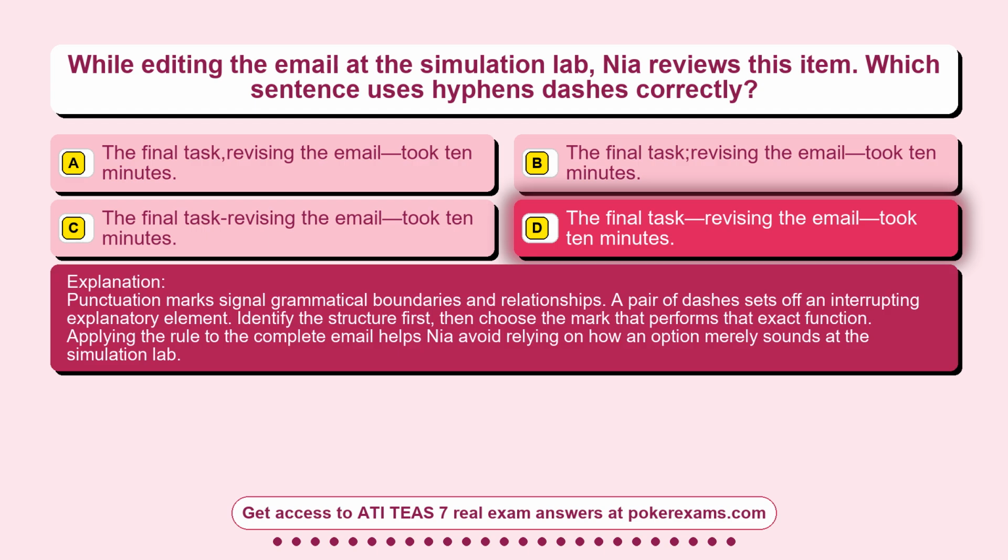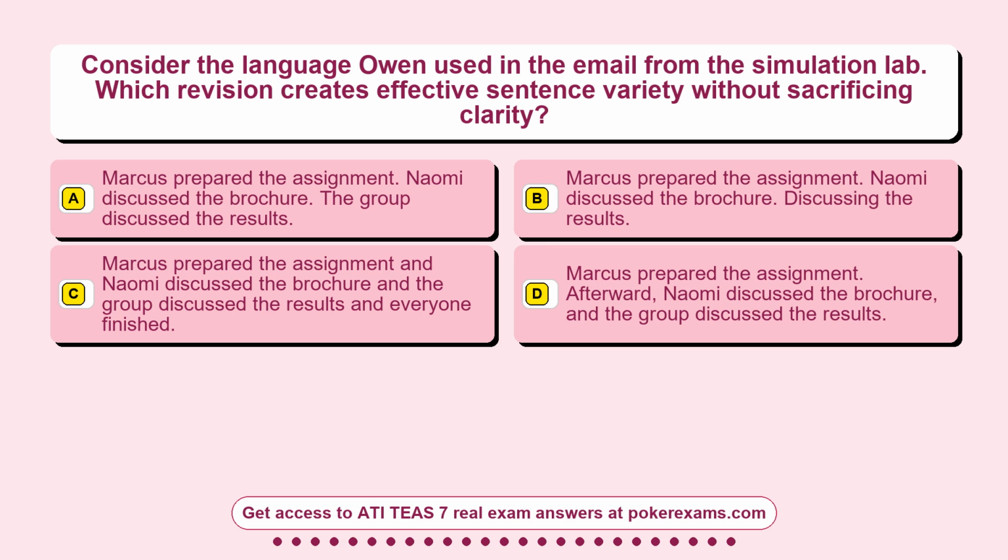Punctuation marks signal grammatical boundaries and relationships. A pair of dashes sets off an interrupting explanatory element. Identify the structure first, then choose the mark that performs that exact function. Applying the rule to the complete email helps Nia avoid relying on how an option merely sounds at the simulation lab.